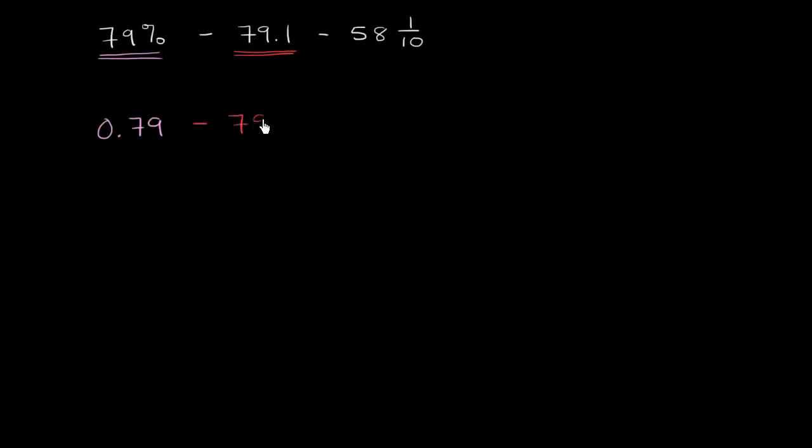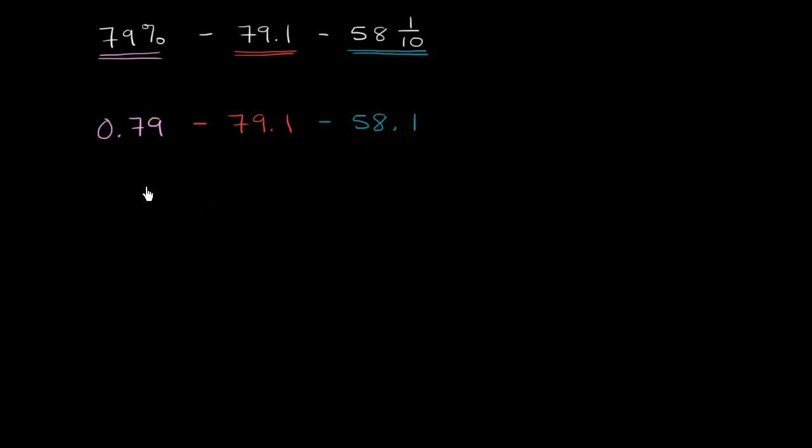So minus 79.1. And then 58 and 1/10, well, 1/10 is the same thing as 0.1, so you could view this as 58, and literally 1/10, so it's minus 58 and 1/10, or you could view this as 58.1. So now they're all in the same format. Let's actually do the computation.